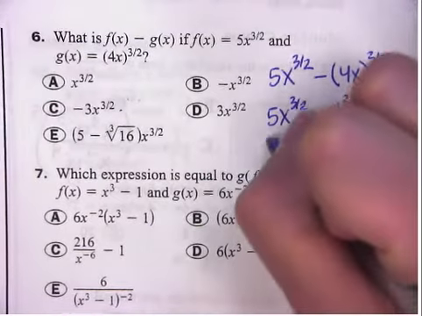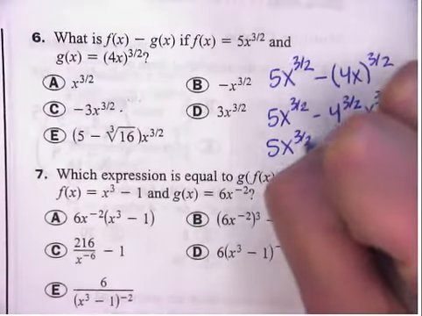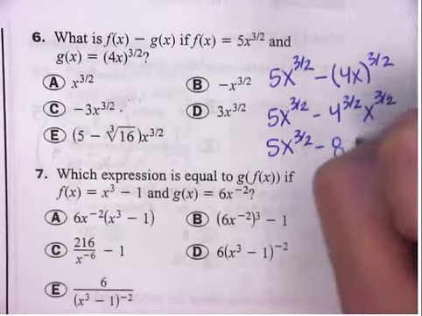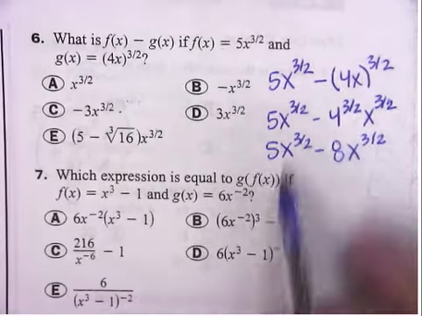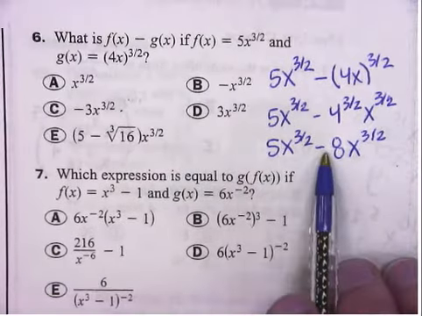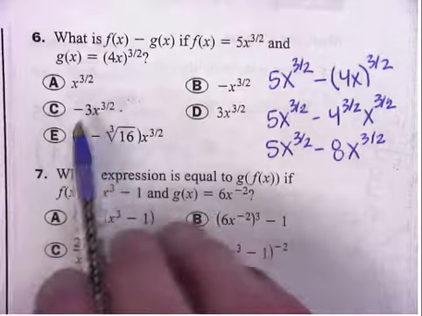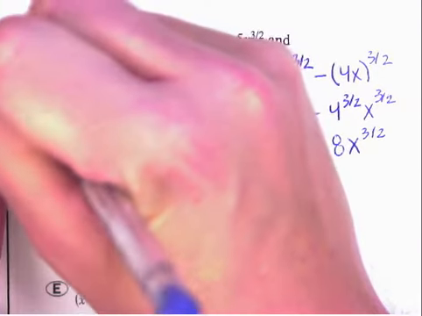When you do that, you get 5x to the 3 halves. 4 to the 3 halves power is 8. And 5 minus 8 is a negative 3. So when I look over here, I combine like terms, I get negative 3x to the 3 halves. So the answer is C.